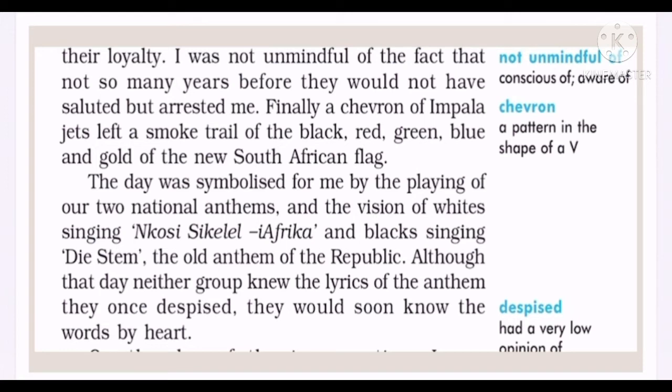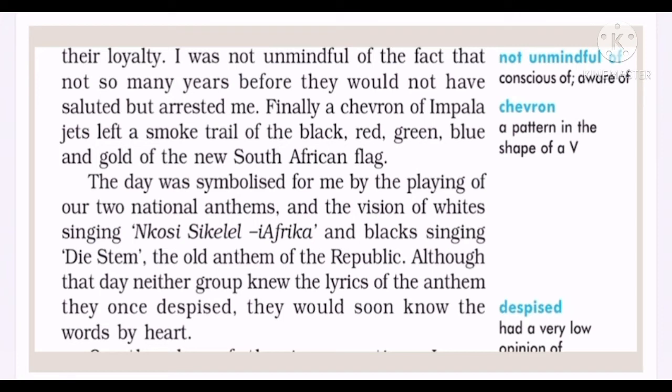Then he said that the day was symbolized by both the white people and the black people singing their national anthems together at the same time. The vision of whites singing Nkosi Sikelel' iAfrika, and the blacks singing Die Stem. So two national anthems were sung together. The whites were singing Nkosi Sikelel' iAfrika, and the blacks were singing Die Stem, the old anthem of the Republic.